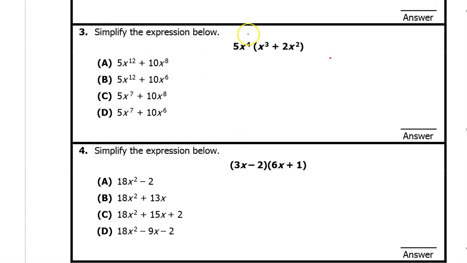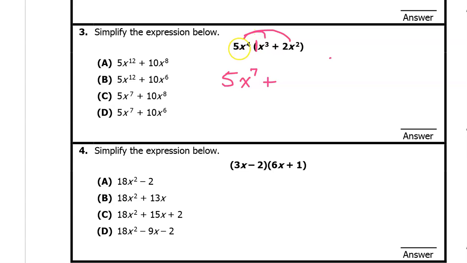Okay, problem number 3. We need to do the distributive property with this monomial in the front. So we need to multiply 5x to the 4th power times x to the 3rd power first. This x to the 3rd power, you can think of it as 1x to the 3rd power. When you do 5 times 1, that's just going to be 5. Then you have to do x to the 4th power times x to the 3rd power. When you multiply variables, you add the exponents. So you're going to end up with x to the 7th power.